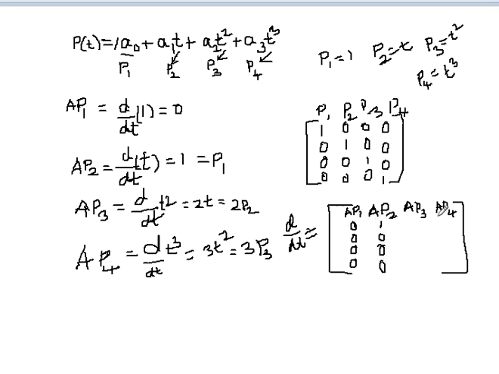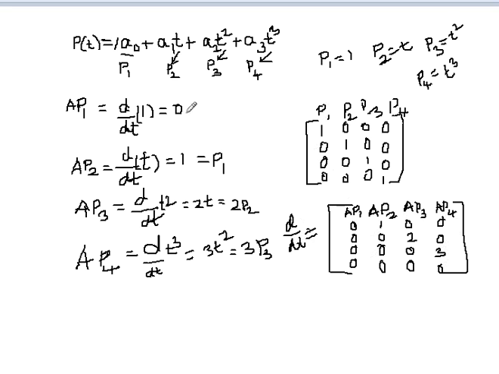Similarly, AP3 is 2P2. P2 is this one, just multiplied by 2. 0 multiplied by 2 is 0, so only this gets changed: 0 2 0 0. And similarly AP4 is 3 into P3, so P3 is this one, and the vector would be 0 0 1 into 3, which is 0 0 3 0.